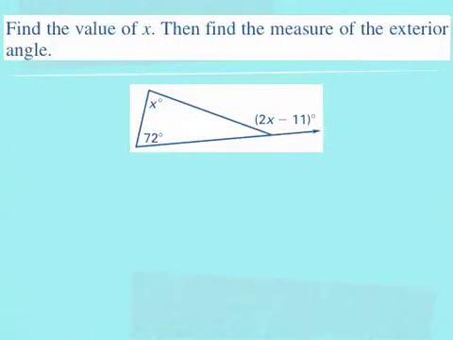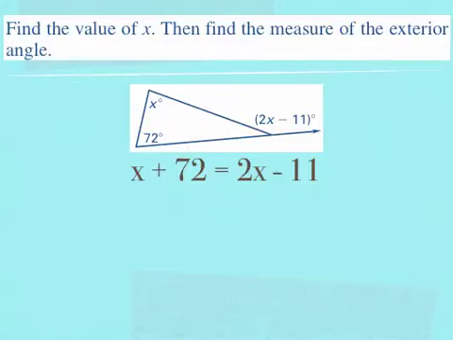The next example says find the value of x, then find the measure of the exterior angle. Notice I am given interior angles measuring x and 72 degrees, and then I have an exterior angle measuring 2x minus 11. The interior angles measuring x and 72 degrees are not adjacent to the exterior angle, so if I add x plus 72, it should equal the exterior angle, which measures 2x minus 11.